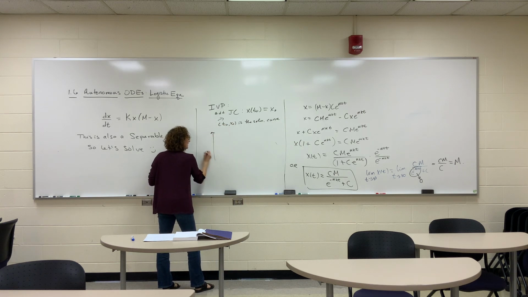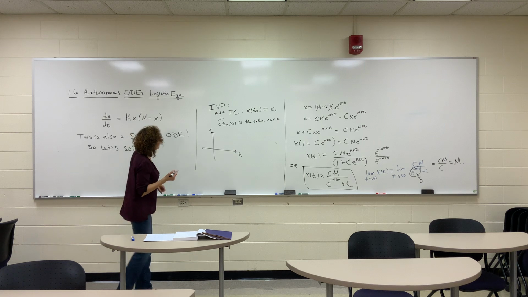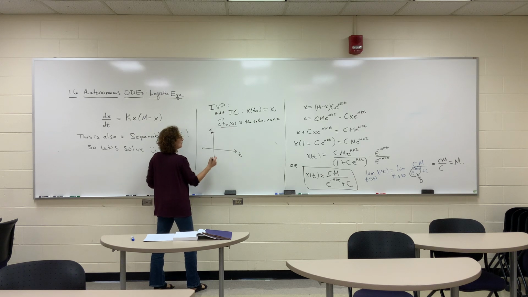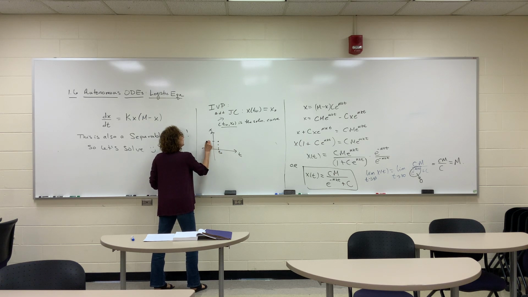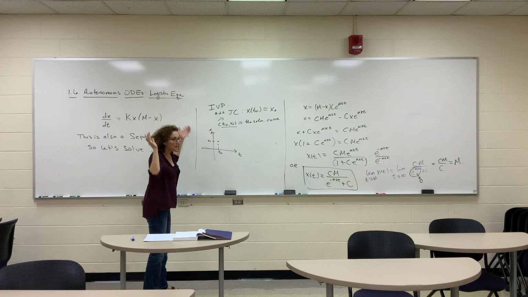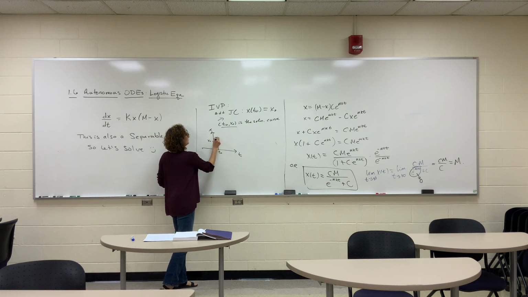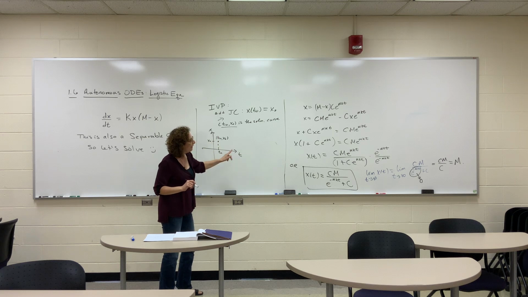Here's x and there's t, label your axes. It doesn't have to be an initial value, it just has to be some value that you know. Maybe when this amount of time has passed, this amount of people are in the population, whatever it is you're modeling. That's the point, t naught, x naught. So if you know that, then what can we do?